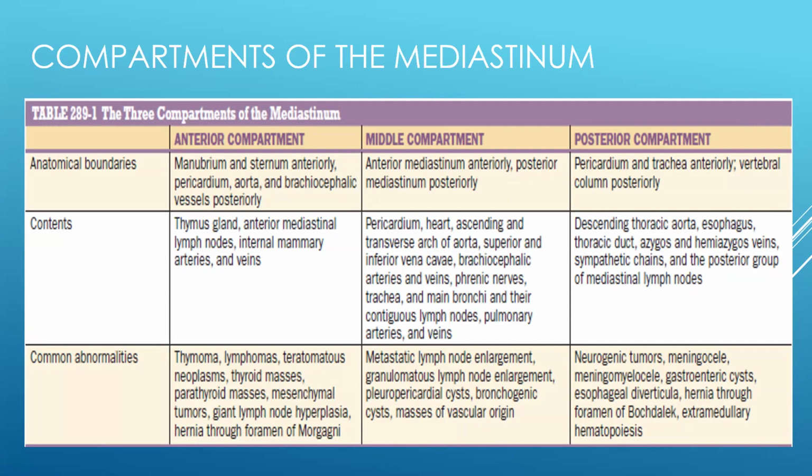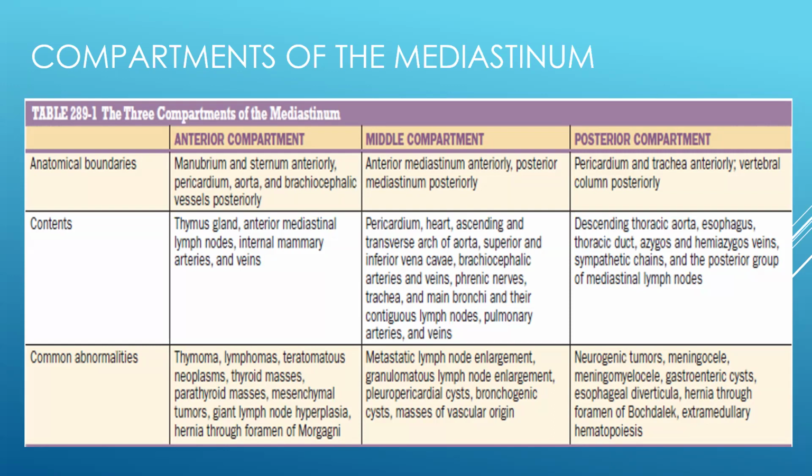If you see a mass that appears to be coming from the anterior compartment, then you have to think of the following conditions. You have your thymoma, lymphoma, teratomatous neoplasms, thyroid masses, parathyroid masses, mesenchymal tumors, your giant lymph node hyperplasia, or a hernia through the foramen of Morgagni.